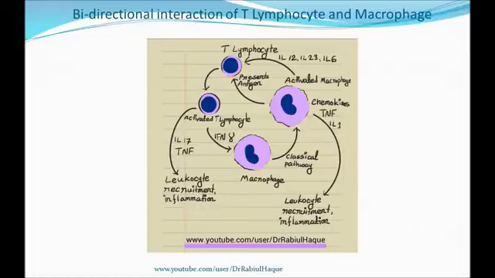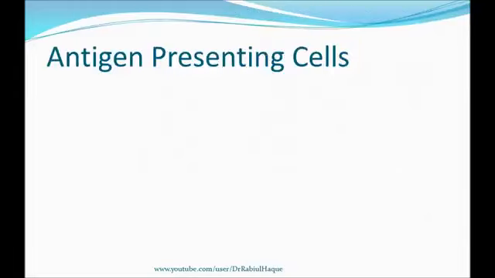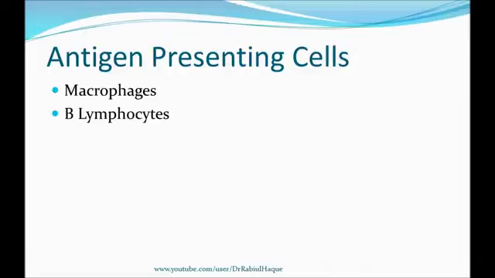Now one important thing you have to note is that macrophage is also an antigen presenting cell. Now can you recall the other antigen presenting cells? This is very high yield information. The examiners will often ask you what are the other antigen presenting cells besides macrophages. So the antigen presenting cells are macrophages, B lymphocyte and dendritic cells. So these are the major antigen presenting cells, so always keep that in your mind.